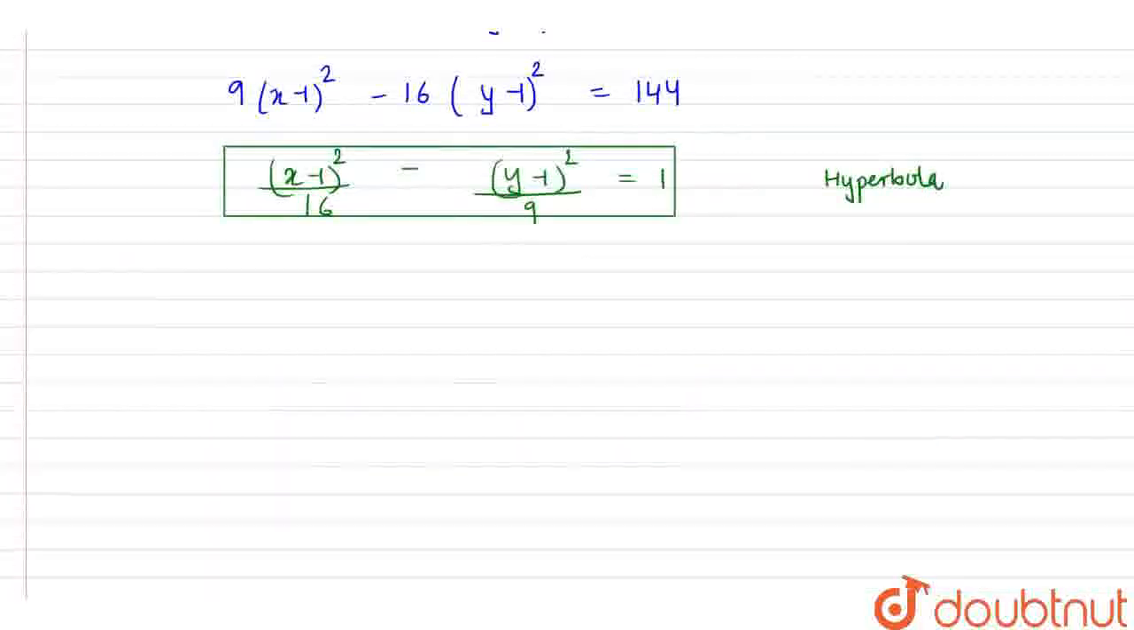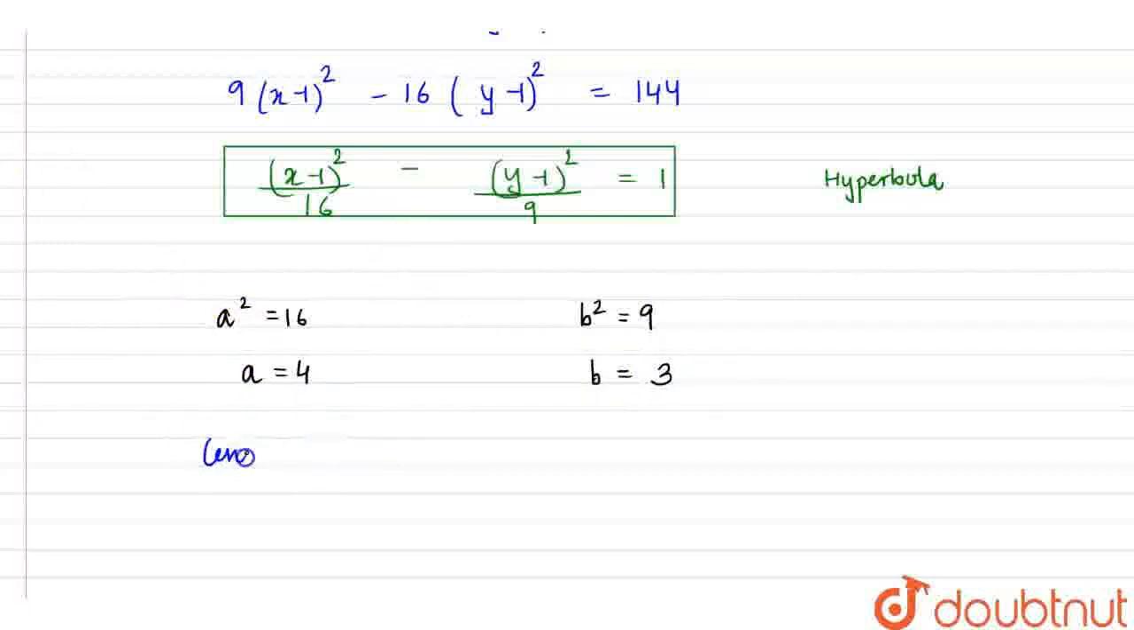So moving further, from here we can say that a square equals to 16 and b square equals to 9, which gives us a equal to 4 and b equals to 3. And from here we can say that the center will have coordinates as 1, 1 because it is x minus 1 whole square and y minus 1 whole square. This was the first thing which we need to find out.